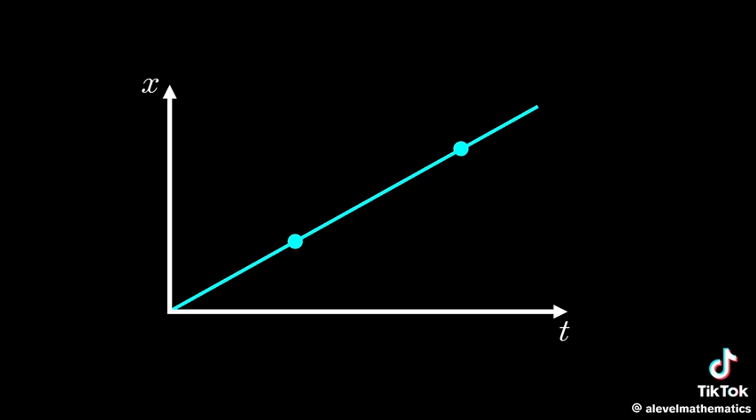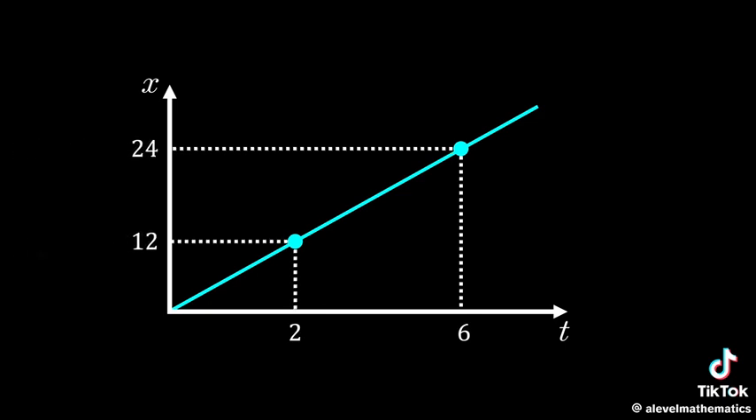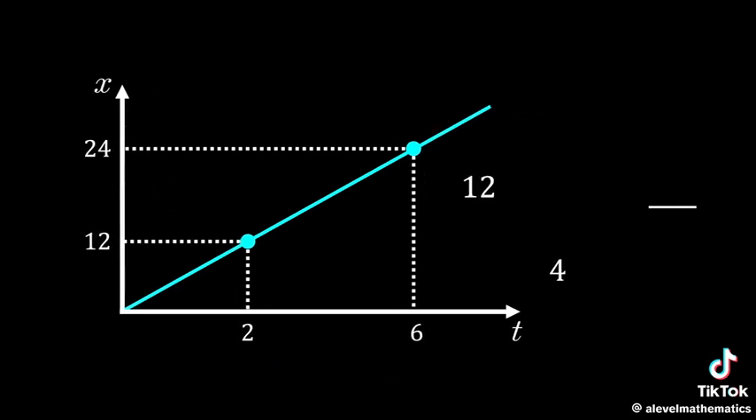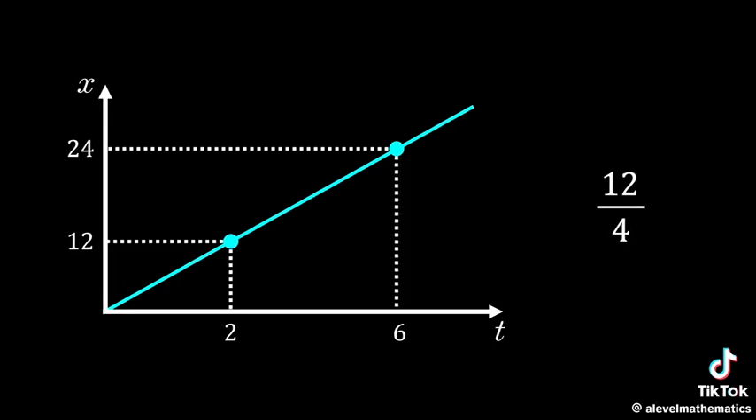For example, let's look between t equals 2 seconds and t equals 6 seconds. Suppose the displacement changes from 12 meters to 24 meters. That means we travel 12 meters in 4 seconds. To find the velocity from this, we do 12 divided by 4, which equals 3.